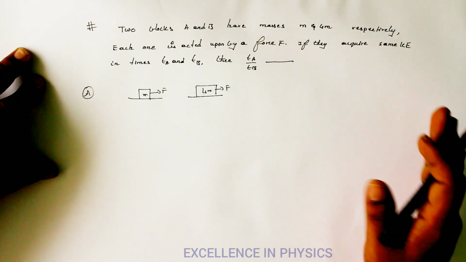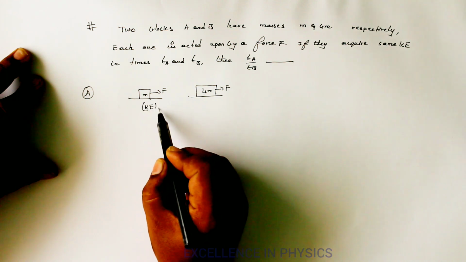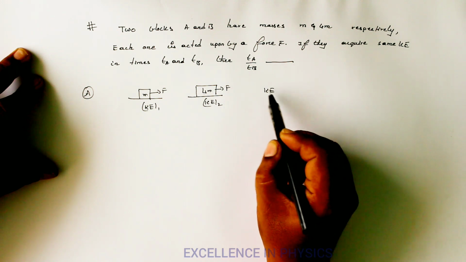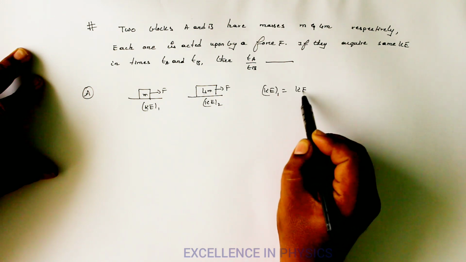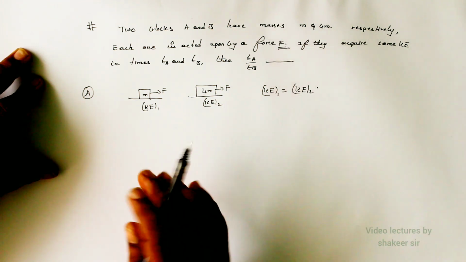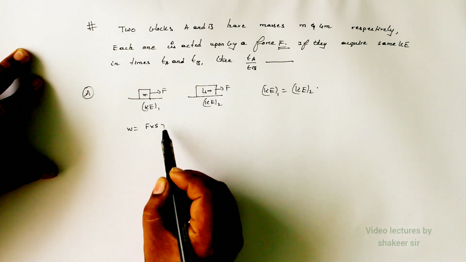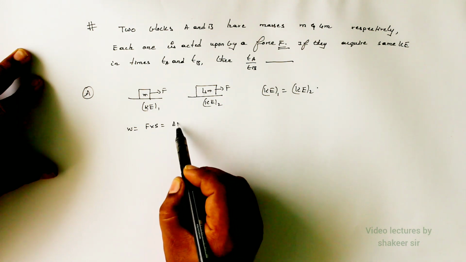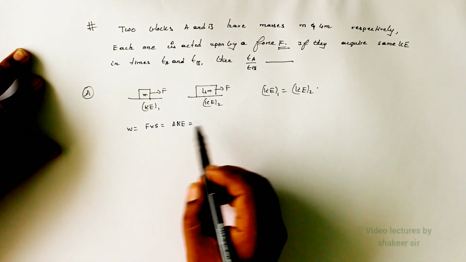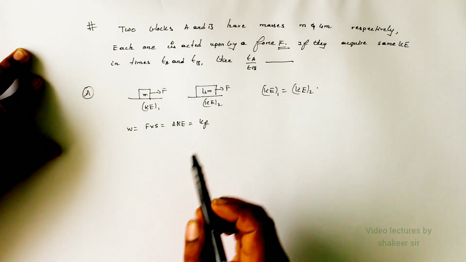Now it is given that both of them acquire same kinetic energy. So kinetic energy for this one, if it is Ke1, kinetic energy for this one, if it is Ke2, then it is given that Ke1 is equal to Ke2. So these two are equal. This amount of force will do a certain work. So that can be written as work is equal to force into displacement is equal to change in kinetic energy, which is called work energy theorem. Here the initial kinetic energy is 0. So only we have final kinetic energies which are equal in this condition.